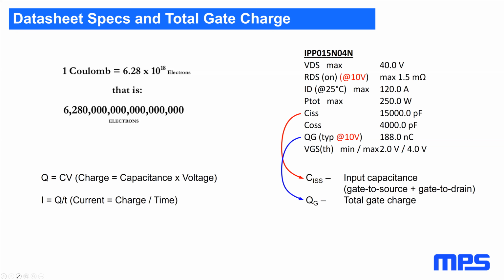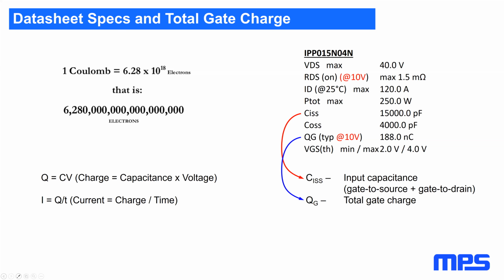So in this example, if we take the 188 nanocoulomb gate charge and divide by the specified 10 volts, we get 18.8 nanofarads. It's not exactly the same as the input capacitance specified on the datasheet, but for the purposes of designing a gate drive, it's close enough, so you can use either one.